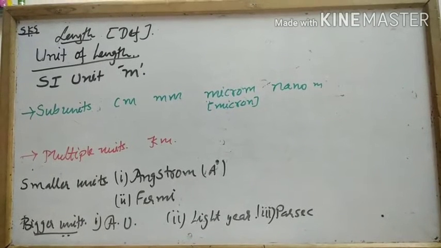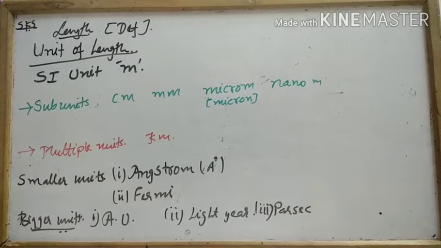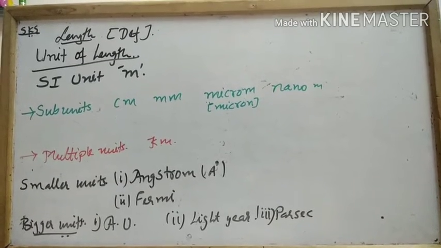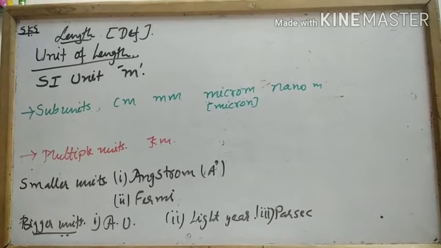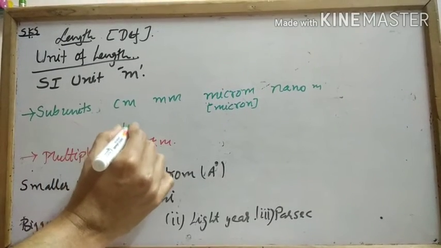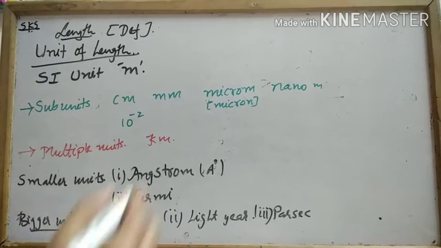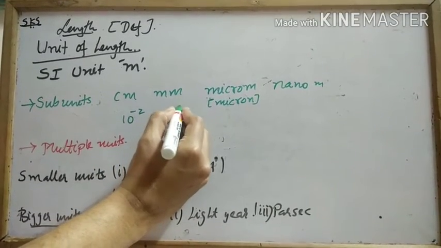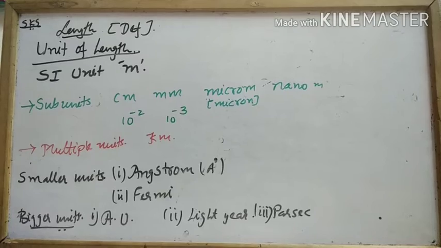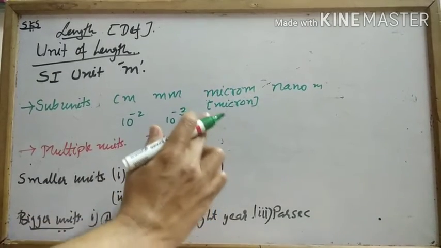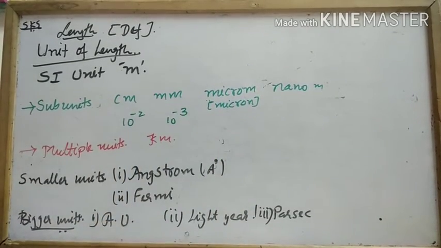Then we have to understand the subunits. Subunits means smaller units. We measure sometimes in the smaller parts also. So centimeter is one of the subunits, which is 10 raised to negative 2 meters. If it is millimeter, then it is 10 raised to negative 3 part. Micrometer, which is often known as micron, my dear friends.